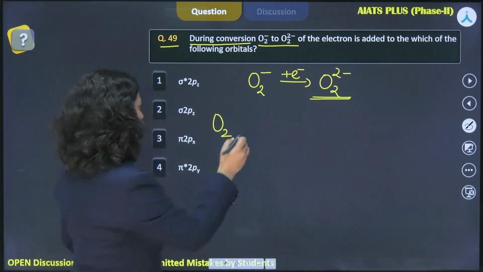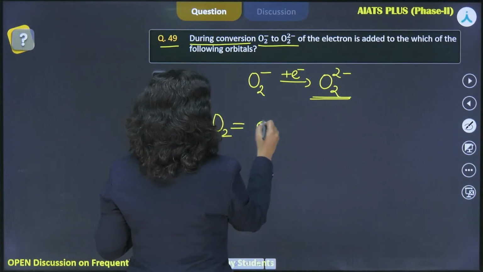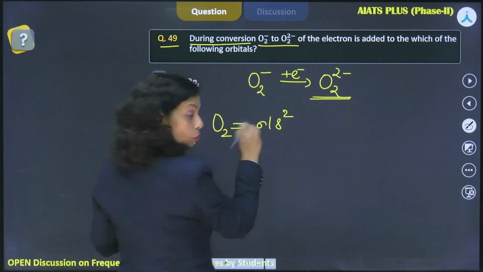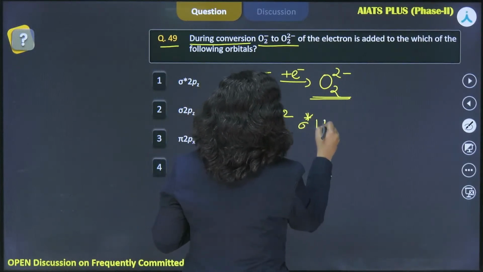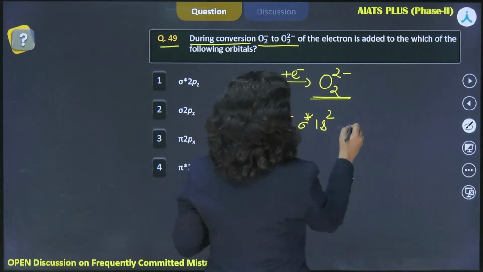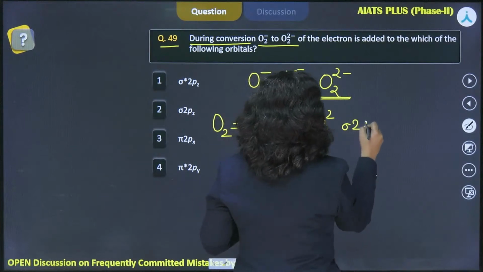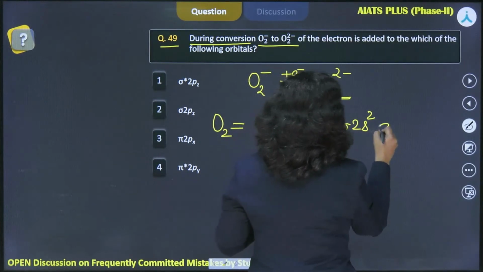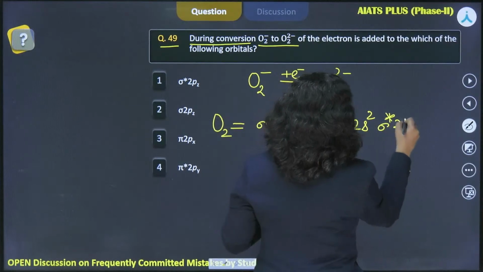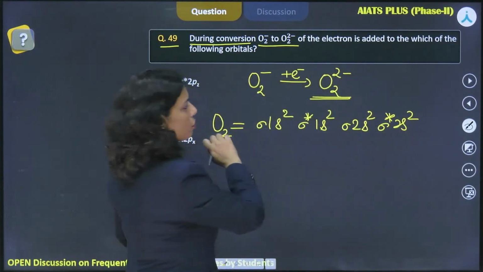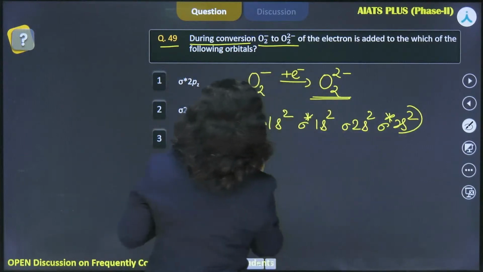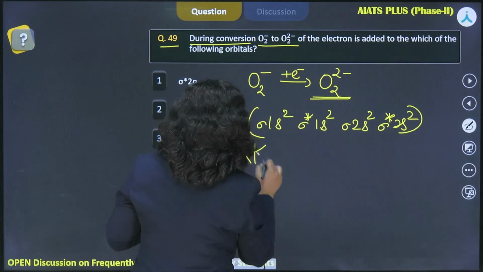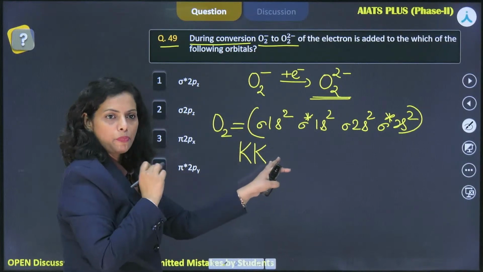Okay, so I hope you know how it's been filled. Sigma 1s bonding orbital, then sigma anti-bonding 1s, so 2 electrons here. Simultaneously I am filling the electrons as well: sigma 2s2, sigma anti-bonding 2s2. So this is the common configuration for all the elements, right? Sometimes instead of writing this, you will find even in NCERT this is written as KK, right?